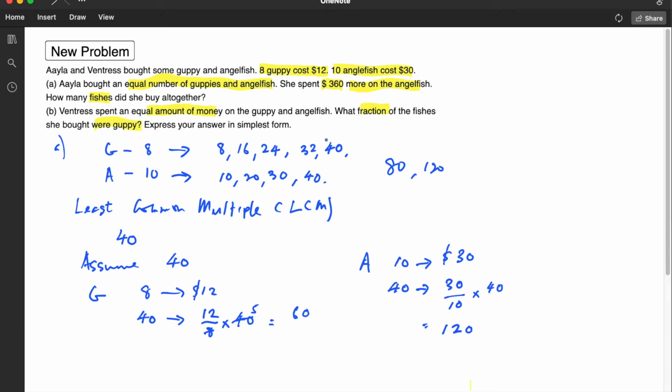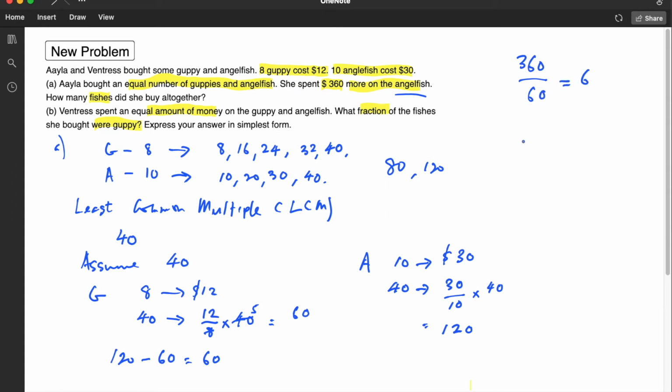So we are told that she spent $360 more on the angelfish. So if we take 120 for the angelfish minus 60 for the guppy, we're going to get 60. But this is not 360. So we have to find how many times more. So we take the 360 divided by 60. This will give us 6.